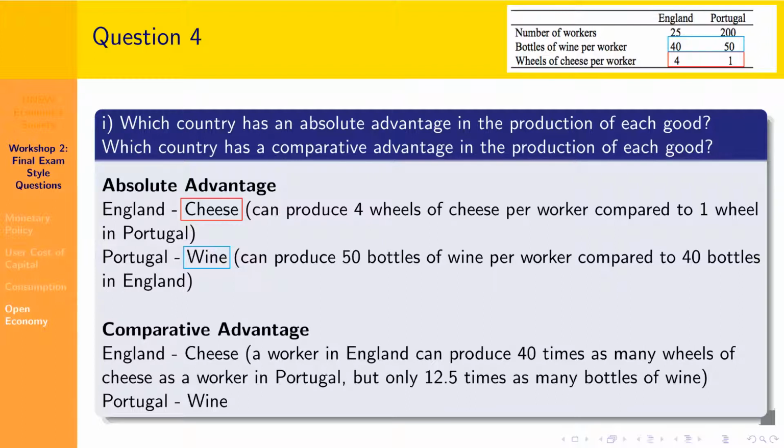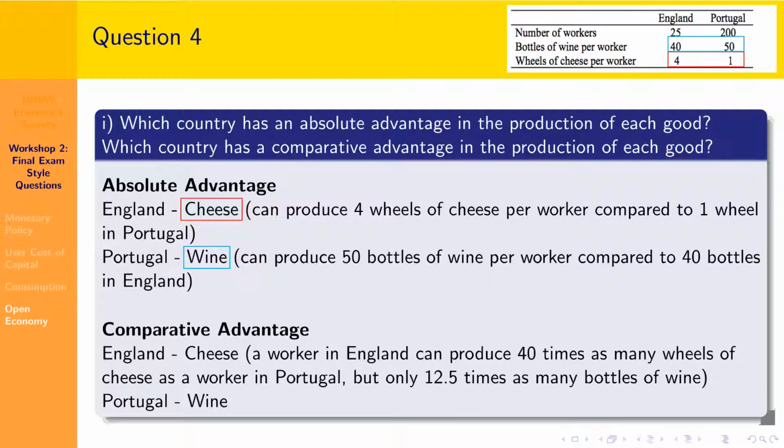Let's look at absolute advantage first. By observation, we can see that England has an absolute advantage in the production of cheese because they can produce 4 wheels of cheese per worker compared to 1 wheel in Portugal. Similarly, Portugal has an absolute advantage in producing wine because they can produce 50 bottles of wine per worker compared to 40 bottles in England.